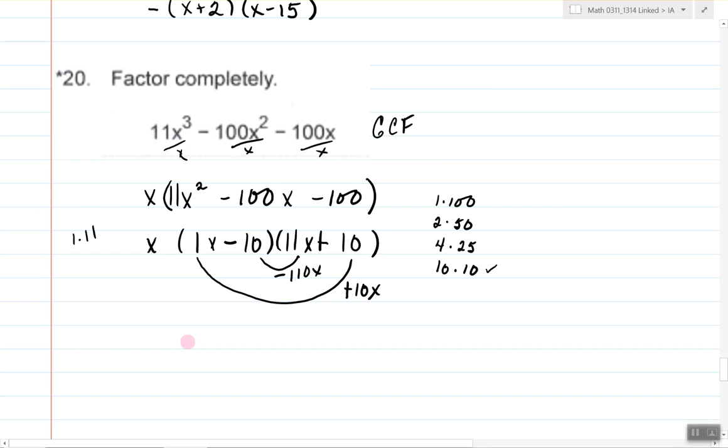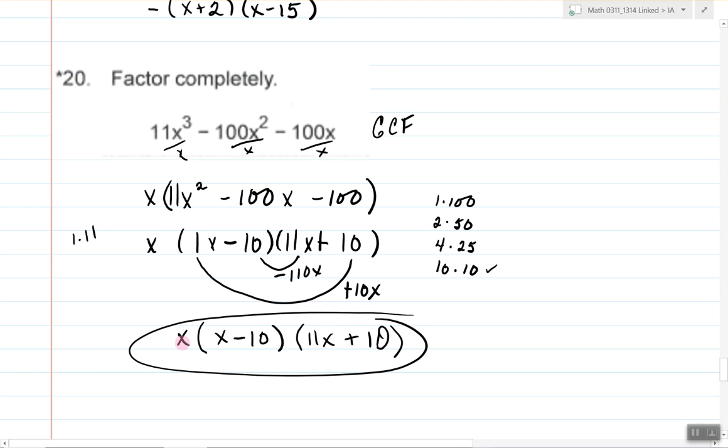When you type this in, keep the outer x that was a GCF, open parentheses, x minus 10 rather than 1x times 11x plus 10. Never forget your GCF.